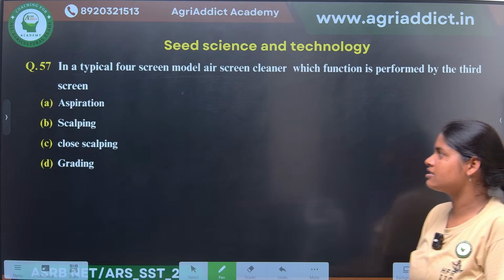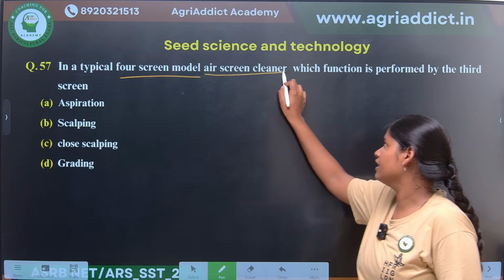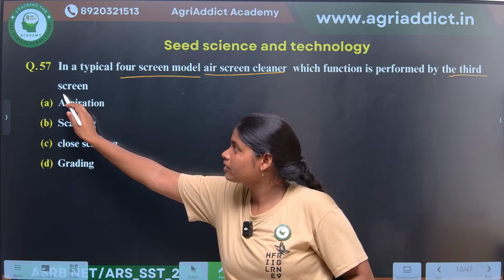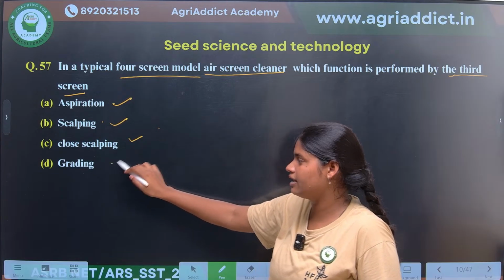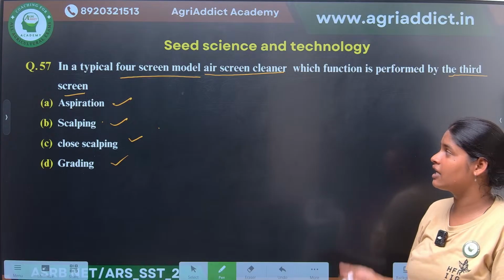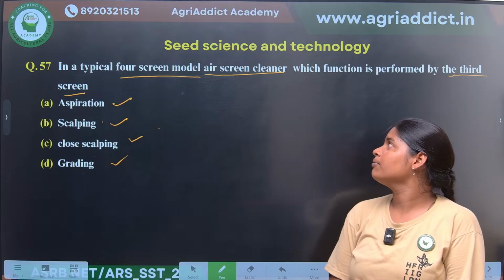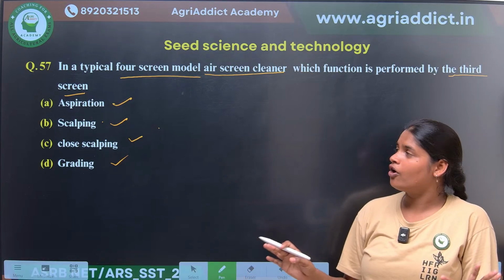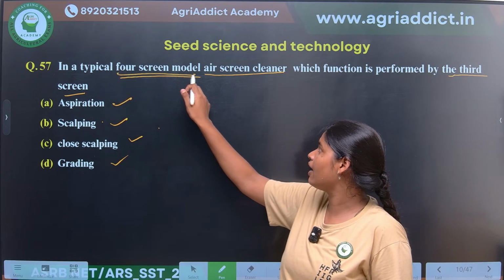So the next question is, in a typical 4-screen model, that is an air screen cleaner, which function is performed by the third screen? The options are: aspiration, scalping, close scalping, and grading. Answer this. Very, very important and very basic equipment. We discussed it in the last part, right? Air screen cleaner. They have already mentioned it. So don't get confused. They have four screen models.